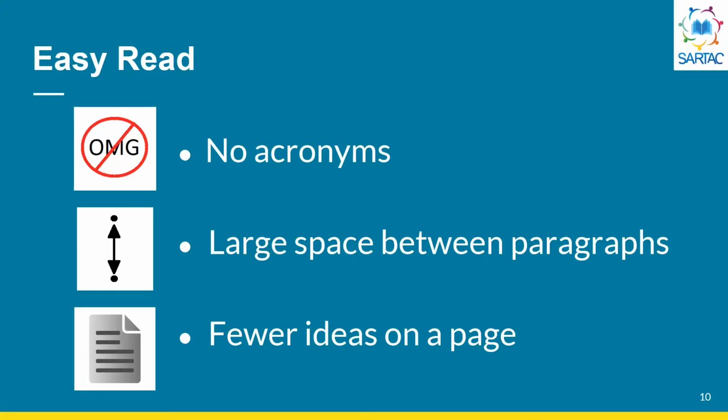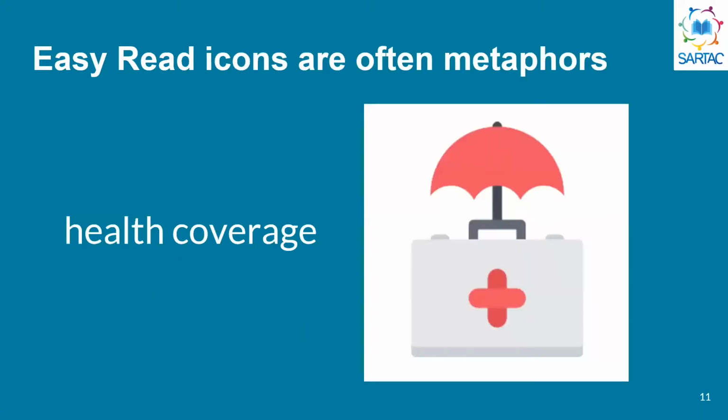Something else with Easyread is that we have large space between lines. Most lines are one sentence, and not many ideas on a page. So a page is usually 3 or 4, maybe 5 sentences. I'm going to talk about the process of making icons for Easyread. One of the most important things about Easyread is that it helps people visualize abstract ideas.